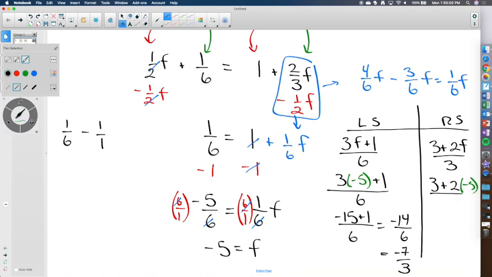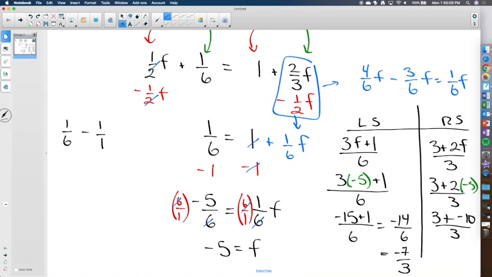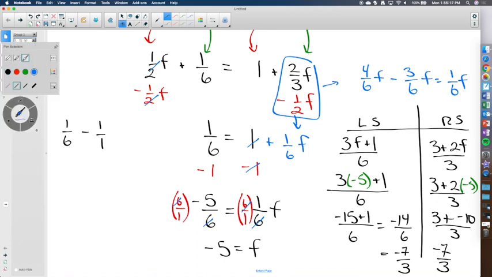And so we've got 3 plus negative 10 over 3, and 3 plus negative 10 gives us negative 7 over 3. And there we go, both sides end up equaling the same thing. So that's not so bad. Okay, we got a nice integer answer, which made life a little bit easier.